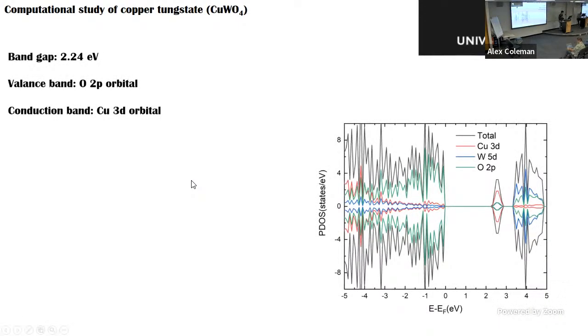And we also plot the density of states of the copper tungstate. The band gap is 2.24 eV, which means it is suitable as a photocatalyst to split the water. The valence band is composed of the O 2p orbital, whereas the conduction band is composed of the copper 3d orbital.